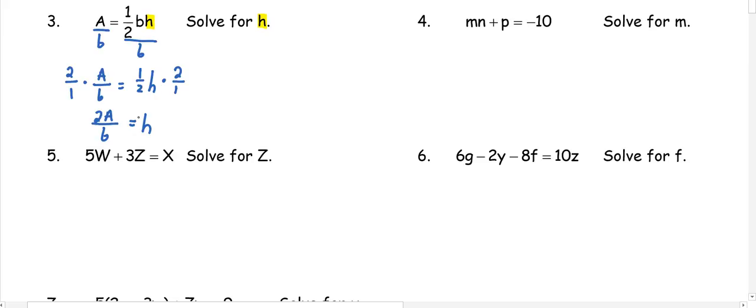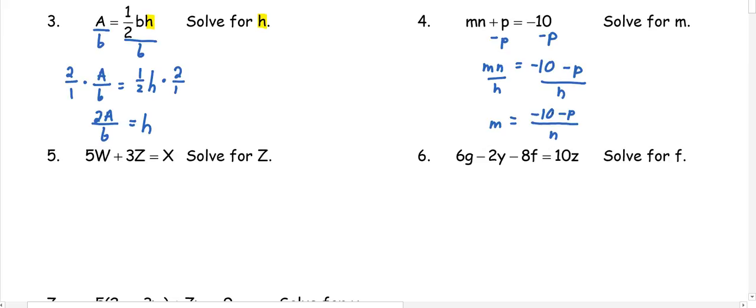Number 4, mn plus p equals -10, solve for m. So the first step here is because p was being added, we need to subtract p from both sides. So mn equals -10 minus p. Then because we're solving for m, we need to divide both sides by n. And because n is a variable and not a number, we don't need to worry about splitting it up individually. So -10 minus p over n is equal to m.